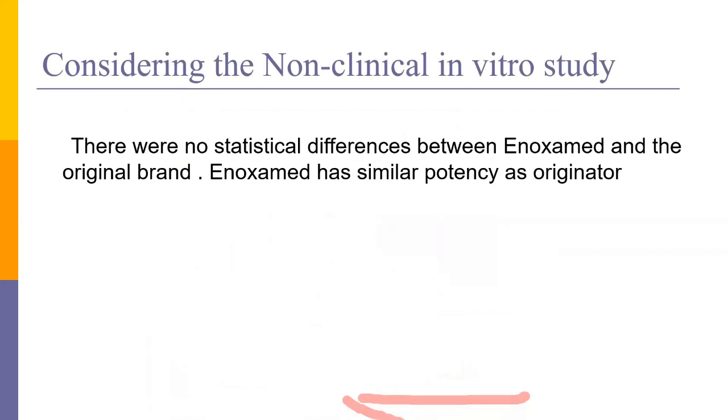So from that slide, there were no statistical differences. As we have seen, there are no statistical differences between Enoxaparin and the original brand. So Enoxaparin has a similar potency to that of the originator. So Enoxaparin is the newest brand that we have by Unimed Laboratories, as we are going to see still in the next study.